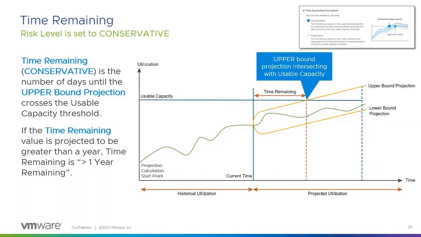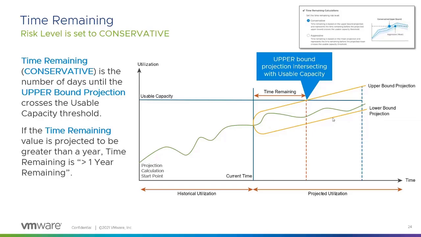You see this vertical red dashed line. That's where the upper bound of the projection crosses the usable capacity line. The amount of time between now and that dashed line is my time remaining. That can be anywhere from 0 up to greater than a year. So it's important to look at that intersection and know when that happens. Everything on the left is my historical utilization, and everything on the right is the projection that we're looking at.